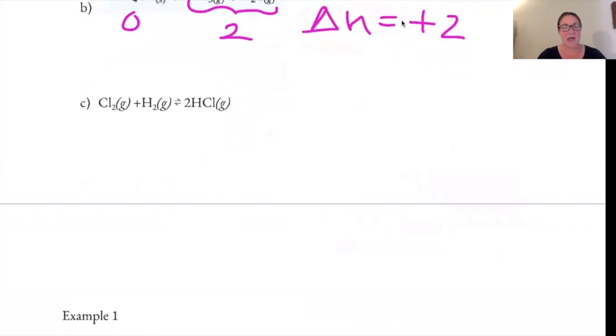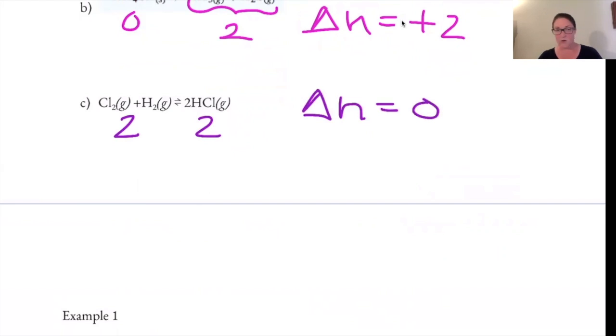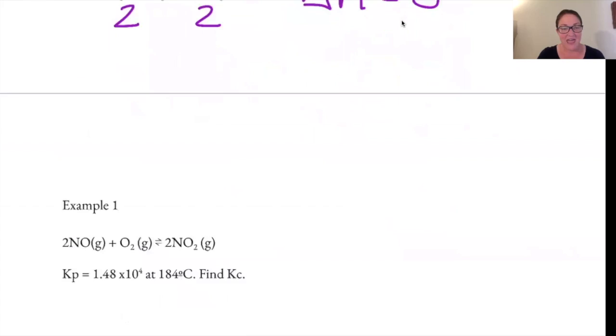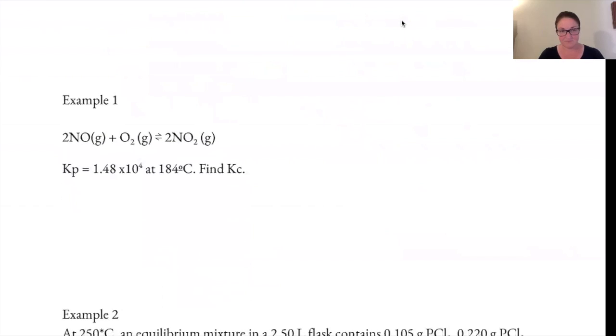Third reaction, how many moles of gas do we have on the left? 2. How many moles of gas do we have on the right? 2. So we have a delta N equal to 0. I want to remind you, you only count the moles of gas. So in reaction B here, I counted 0 because this wasn't a gas, it was a solid. Okay, now that we know how to get to delta N, let's look at an example problem.